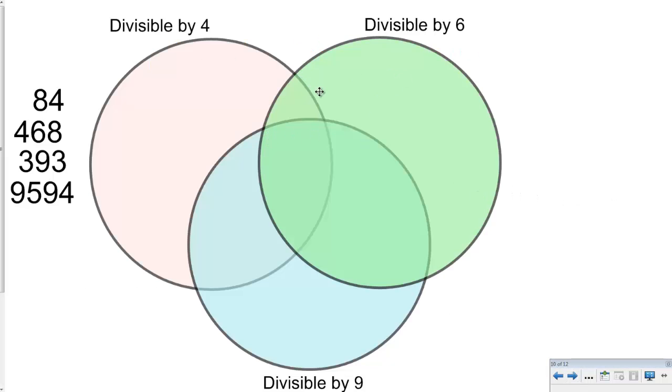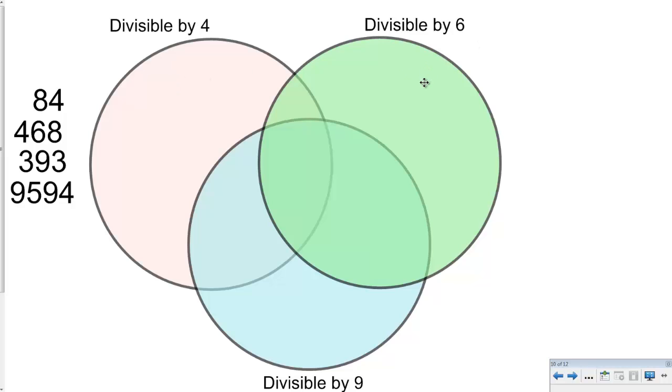So now you can do things like this with a Venn diagram. The pink represents divisible by 4, the green represents divisible by 6, and the lighter blue divisible by 9. And you can ask yourself, 84, is that divisible by 4? Well, the rule is you have to figure it out here. So does 4 go into 8? Yes, 2 times. Does 4 go into 4? Yes, once. So it is divisible by 4.